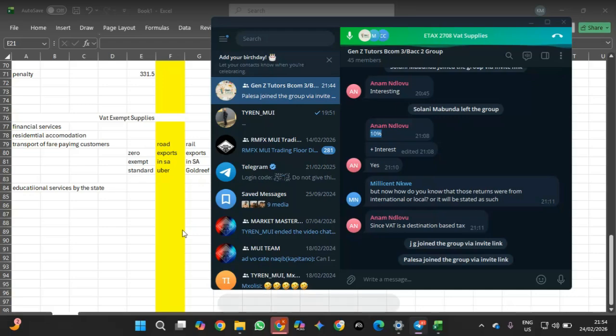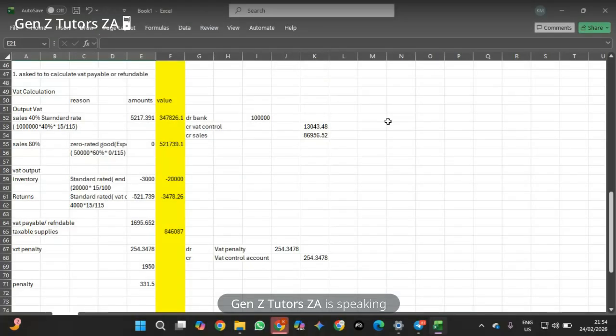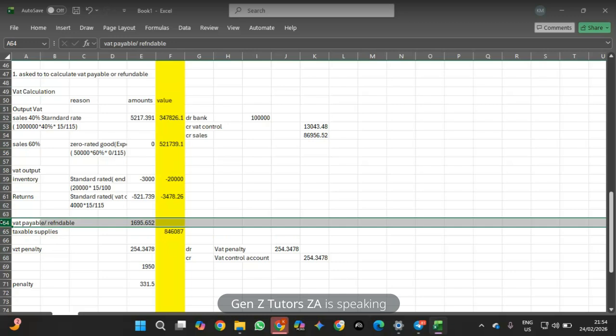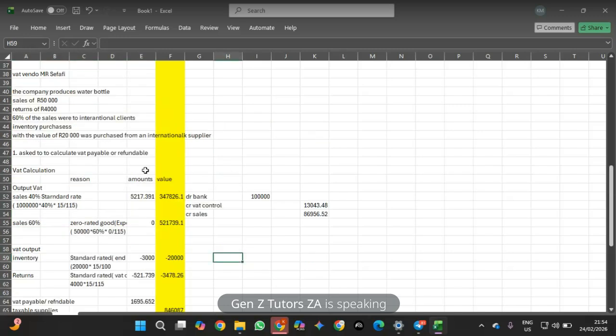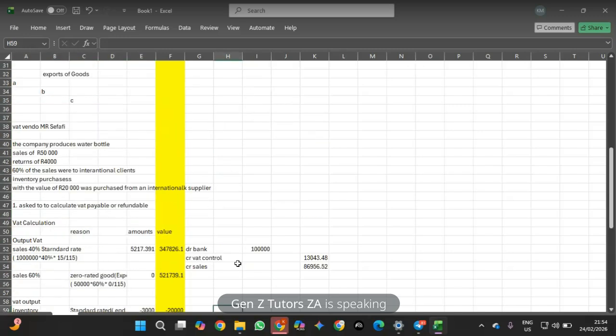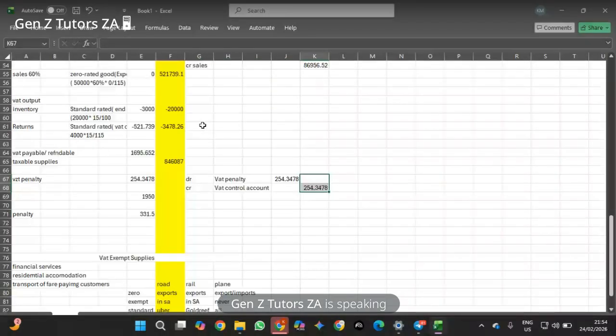But everything that you have, it's actually everything that we've done here. For this, the value when it comes to tax supplies, VAT payable or refundable, when it comes to the amounts that you're supposed to pay to SARS, right? And then what was the last one? The journal entries. Your journal entries are here, even though I didn't do all of them. But then it's that, right?